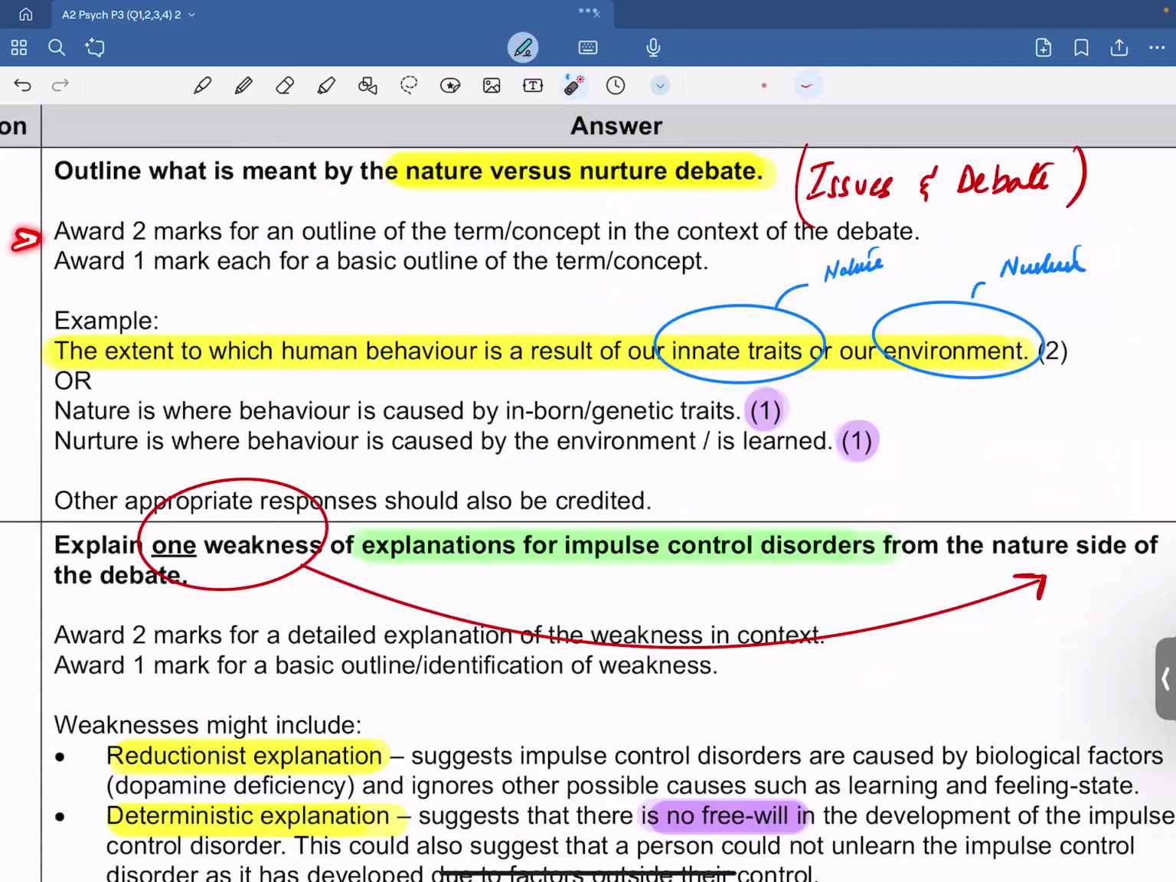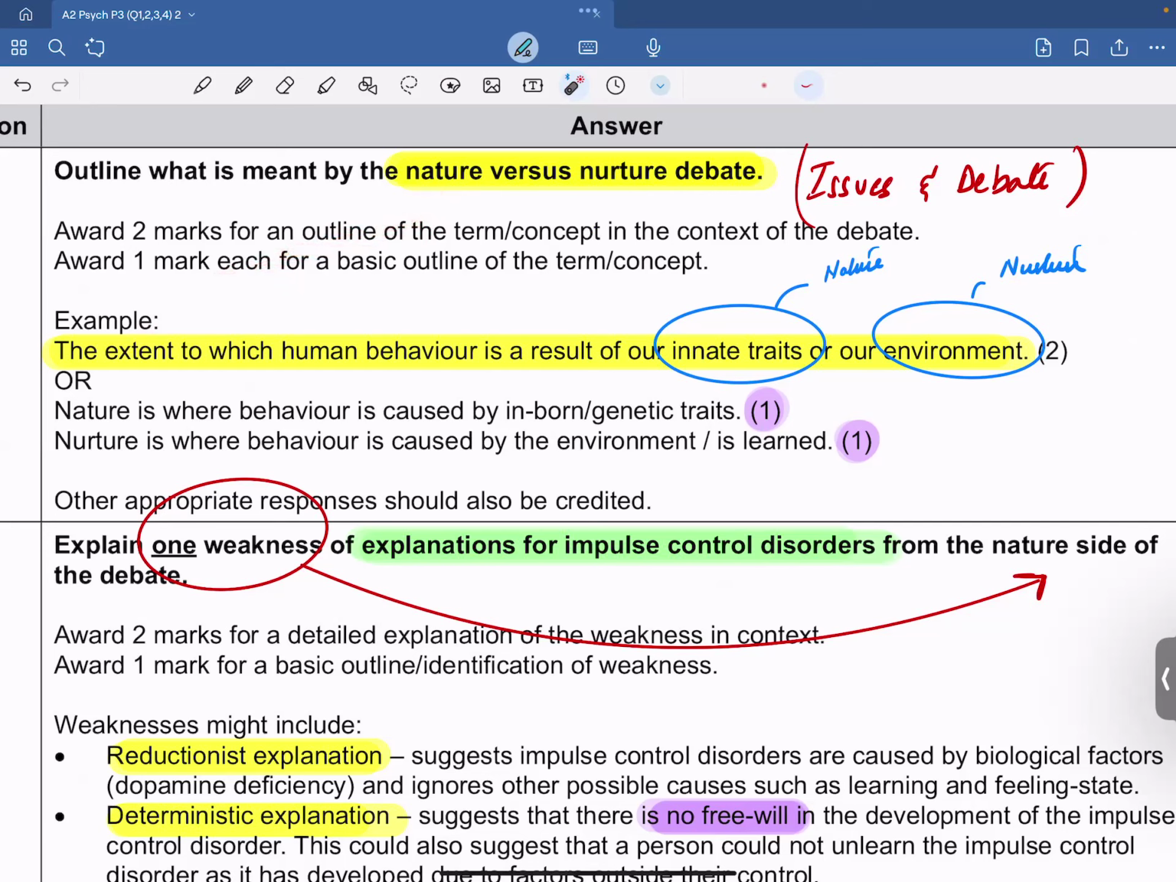Remember, over here, the examiner says about 2 marks for an outline of the term or the concept in context of the debate. When we're using the word debate, it should include information on nature and nurture side of the debate both, right? Now, for instance, if you end up writing nature is where behavior is caused by inborn genetic traits, that's fine, but you're just writing down about nature. You need to be able to write down about nurture as well.